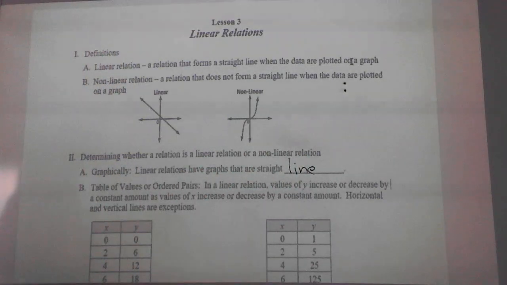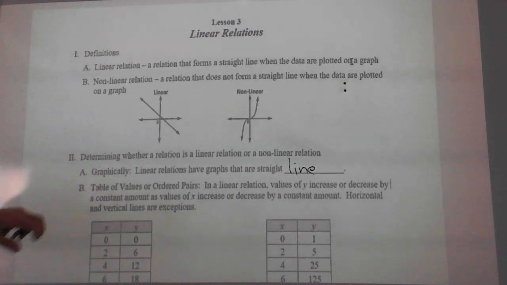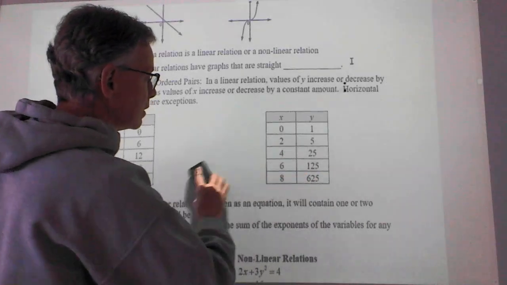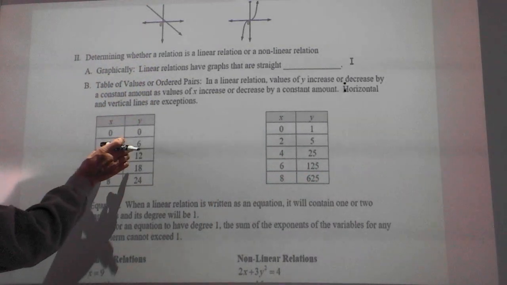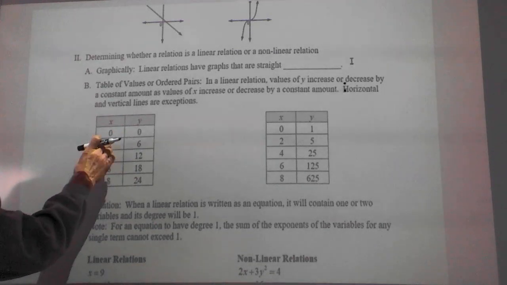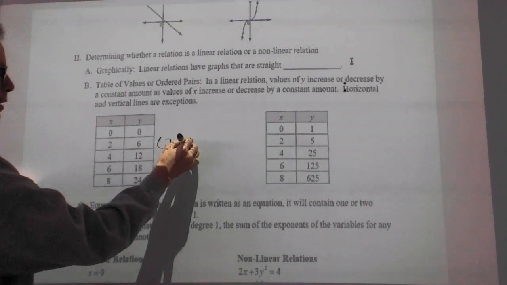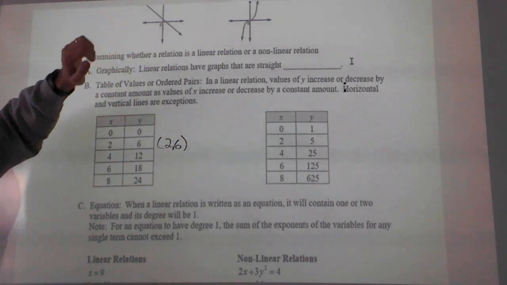Okay? It's not quite as easy if you're given a set of ordered pairs. And remember, ordered pairs are simply x and y coordinates that can be plotted on a graph. So the x and y coordinates, or the ordered pair for this particular one, would be 2 for the x and 6 for the y. And when you plotted it, you would get a point.